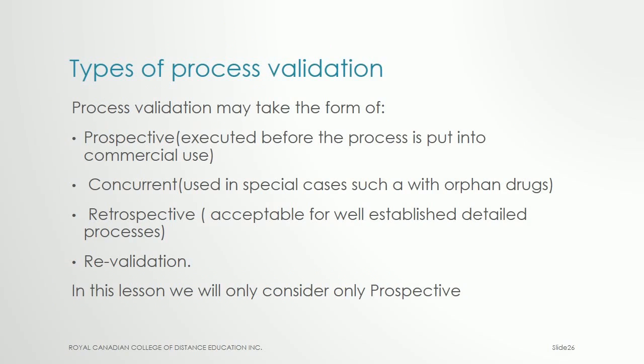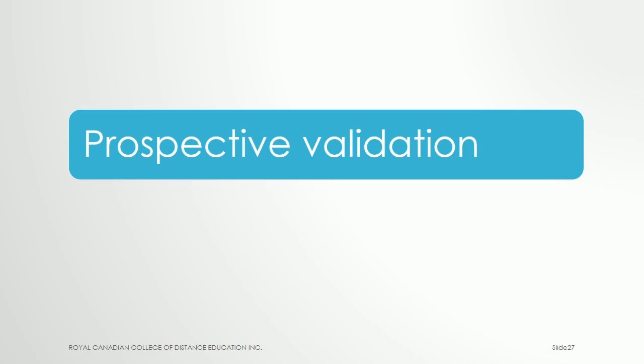Types of process validation. Process validation may take the form of prospective validation, executed before the process is put into commercial use. Concurrent validation, used in special cases such as with orphan drugs. Retrospective validation, acceptable for well-established detailed processes. Revalidation. In the next section we will present more about prospective validation. I will describe when prospective validation is most appropriate and what is required for it to be implemented. I will talk about validation protocol and validation master plan in relation to prospective validation.